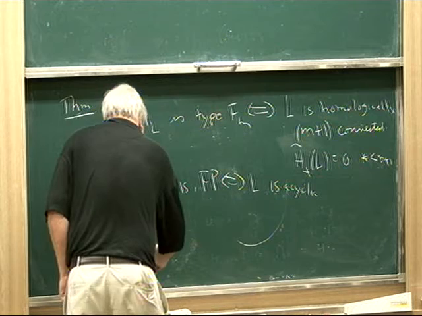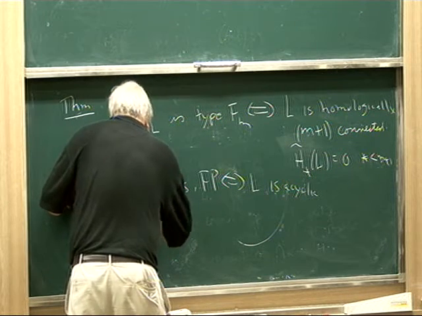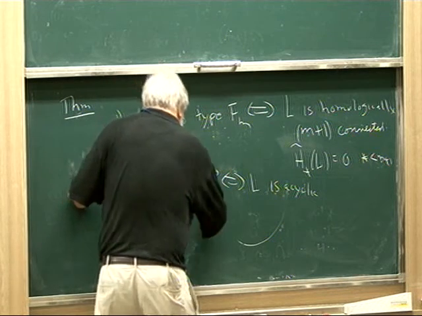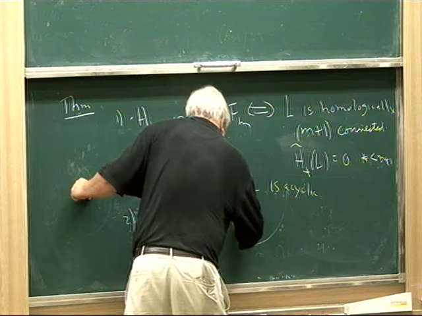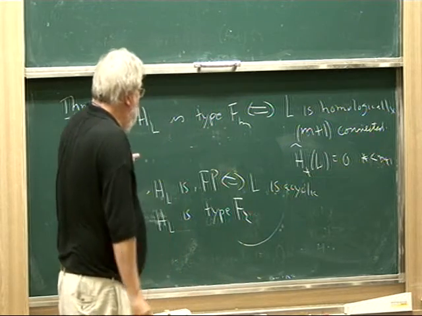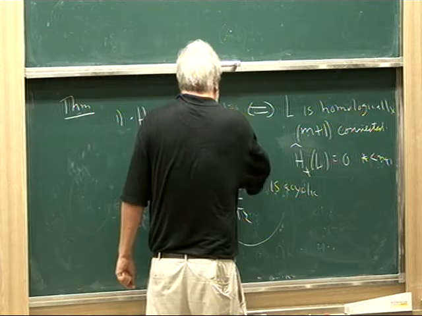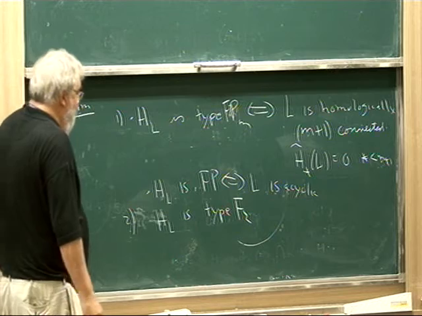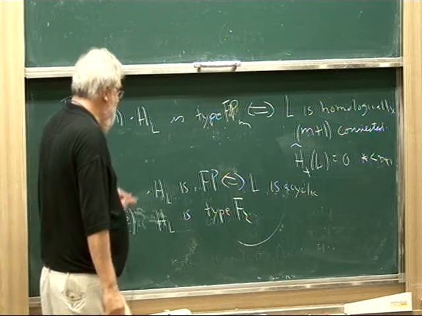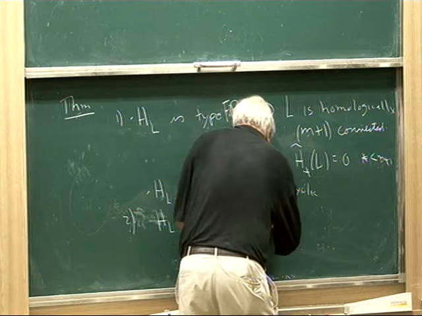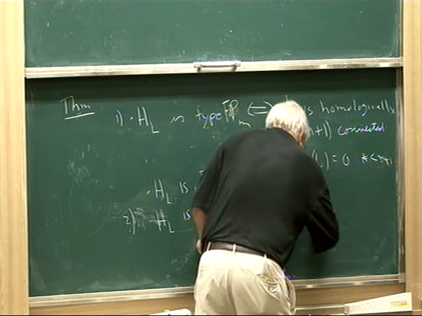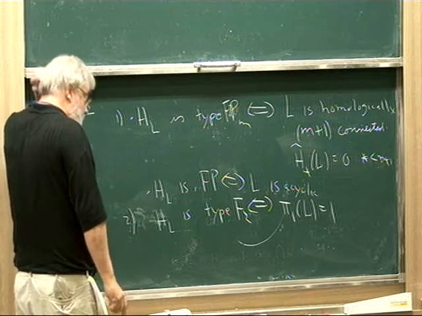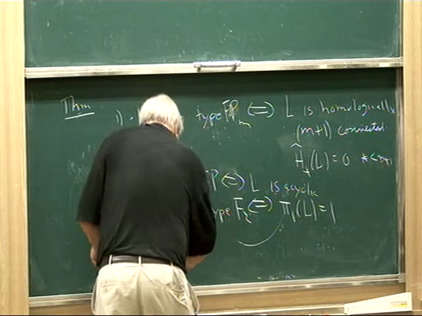And the second part is that HL, let's say, is type F2. Well, FP2, this should have been FP. FP2 is the same as saying that its first homology of L is 0. F2 turns out to be the same as saying that L is simply connected. So I have to have simply connected to get finitely presented.